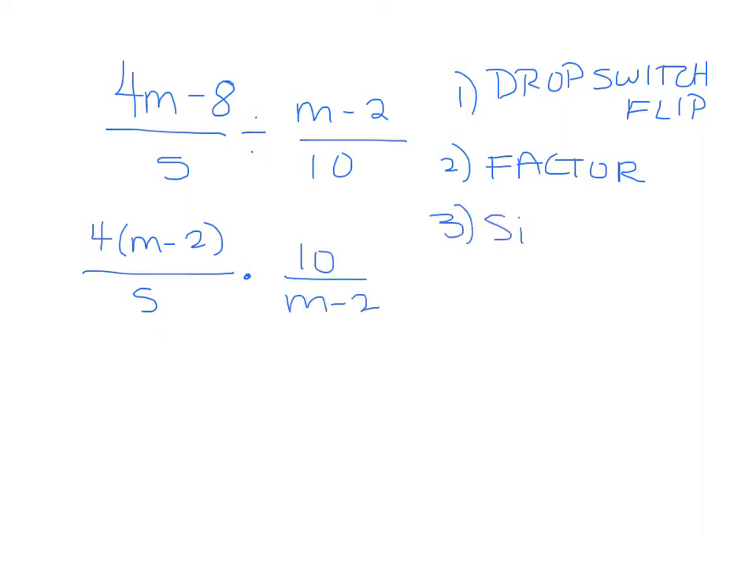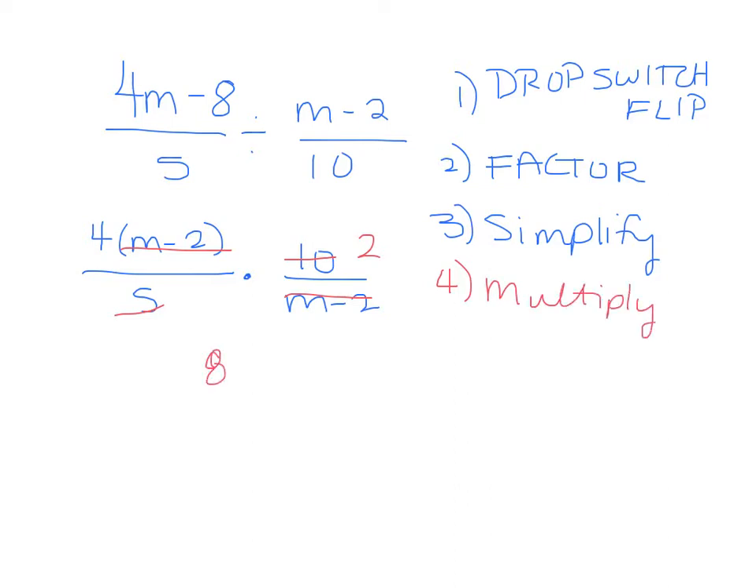Step 3 is to simplify. So 5 goes into 10 twice, and m minus 2 over m minus 2 cancels. And then step 4 is to multiply straight across. So we end up with 8, and that's it. Easy enough. All right, let's look at another one.